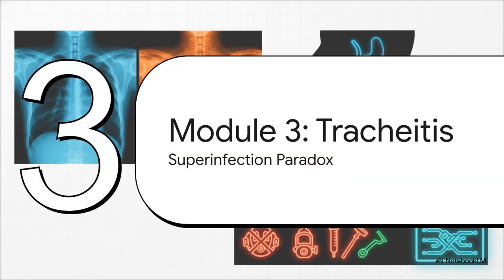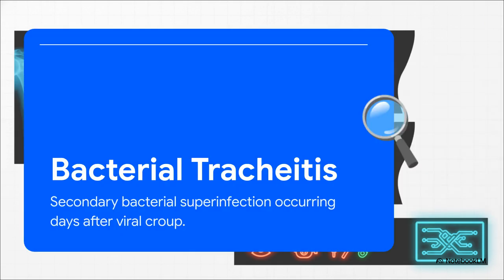Next up is Module 3, the superinfection paradox. We're talking about bacterial tracheitis. Bacterial tracheitis is incredibly insidious. Why? Because it's exclusively a secondary bacterial superinfection, most commonly driven by Staphylococcus aureus. The massive paradox here is the timeline. It hits days after a classic viral croup presentation.